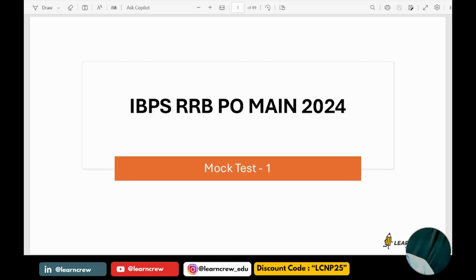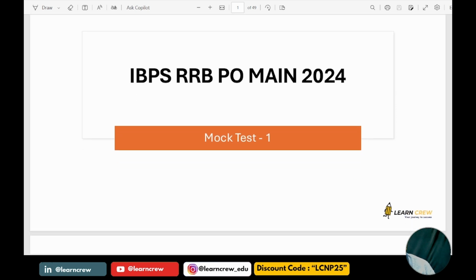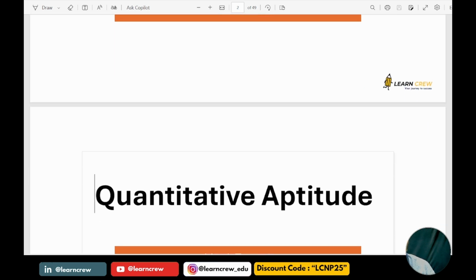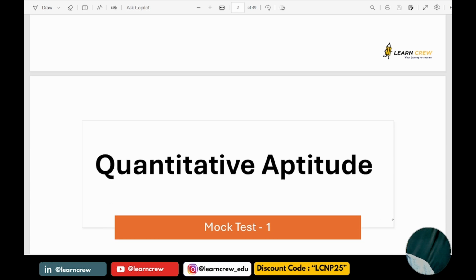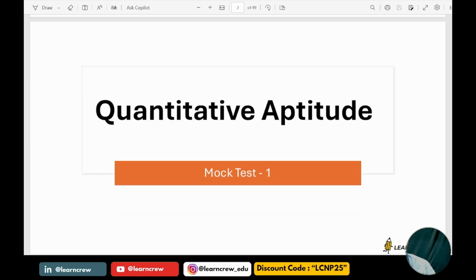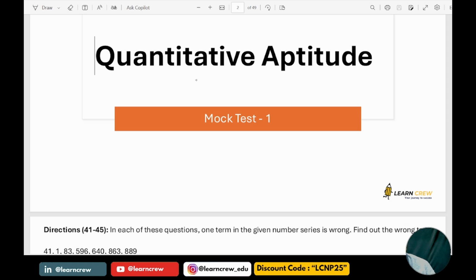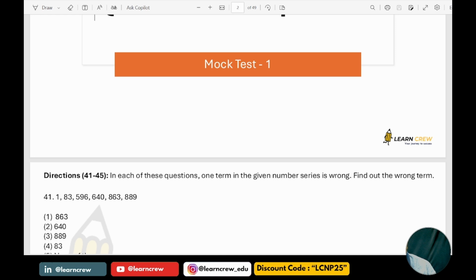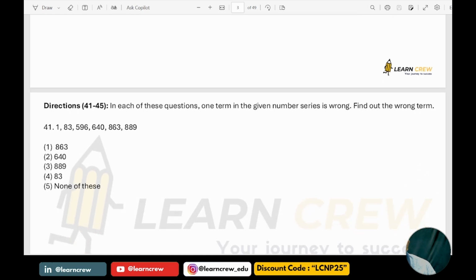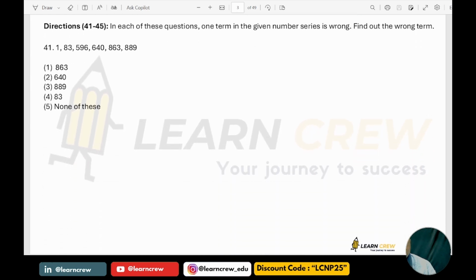Hi everyone, welcome to today's session on IBPS RRB PO Mains 2024 mock test 1. In this series of five mock tests for IBPS RRB PO Mains, we will start with our first test, that is on quantitative aptitude. First mock test, quantitative aptitude section. Questions 1 to 40 were on reasoning and 41 to 80 are on quantitative aptitude.